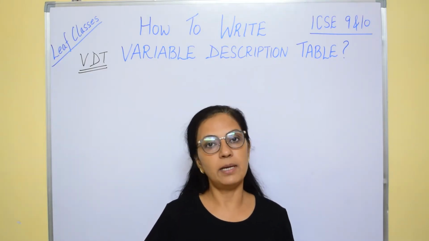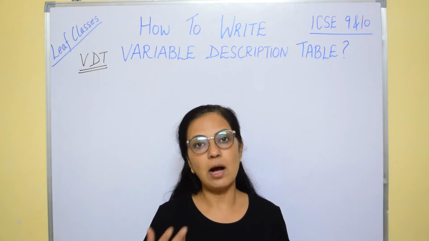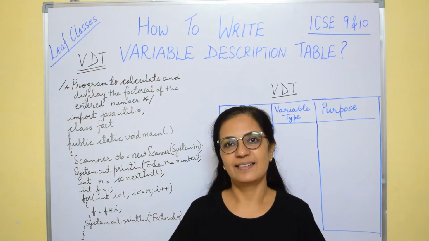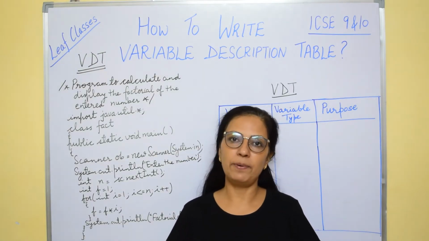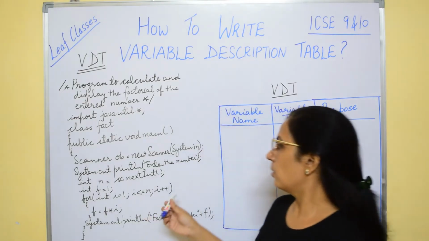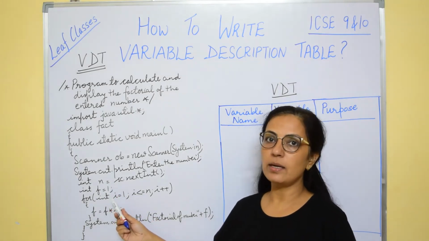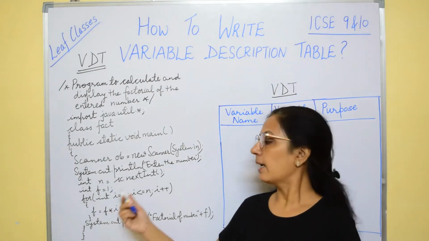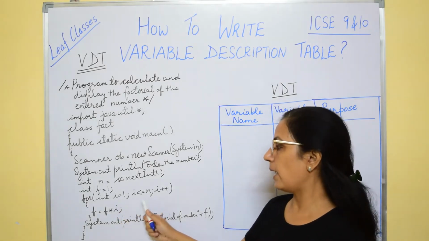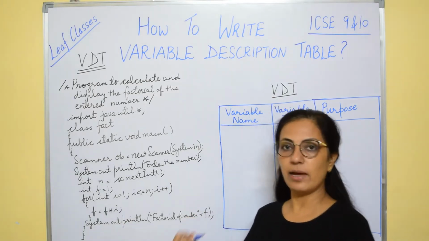So today I will be taking 2 programs, small programs only, and I will tell you how to write the variable description for each program. So let's start. Here I have taken a sample program to calculate the factorial of a given number. So I have taken the number in n, taken f equals to 1. In f variable we will be calculating the factorial, and then I have taken a loop from 1 to n and calculated the factorial value in that loop, and after that we have printed.